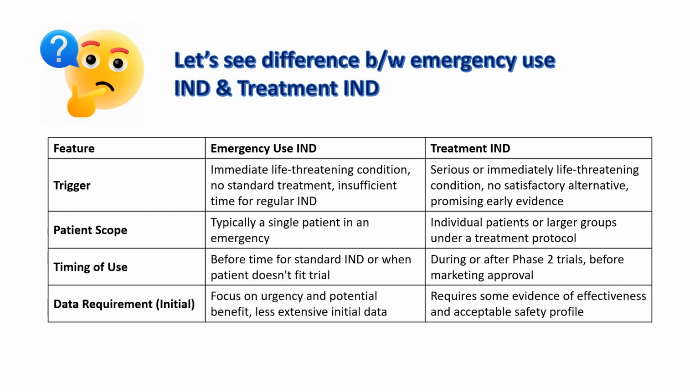The patient scope is, in case of the emergency use IND, for a single patient in an emergency. While in case of the treatment IND, it is for individual patients or larger groups under a treatment protocol. So timing of use is, in case of the emergency use IND, before the standard IND or when the patient doesn't fit a trial. And in case of the treatment IND, it is during or after the phase 2 trials before marketing approval. Data requirement: in case of the emergency use IND, the focus is on urgency and potential benefit, with less extensive initial data, while the treatment IND requires some evidence of effectiveness and an acceptable safety profile.